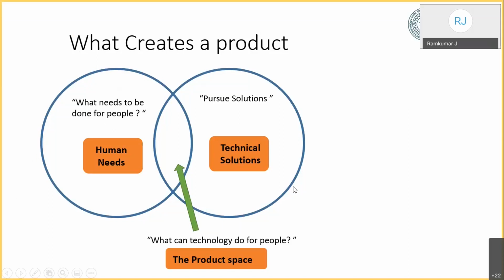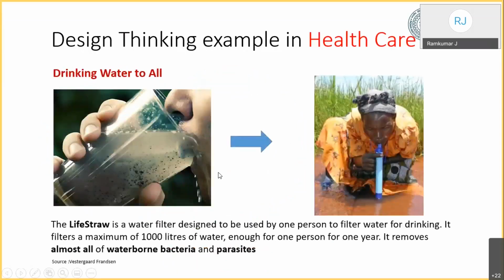The technology has become an off-the-shelf item. So now, if you start collaborating with a technical expert, there is an overlap between the doctor and the engineer or whoever it is. And then you have a product space in between. In this product space, there will be a combination of human needs and technological solutions.